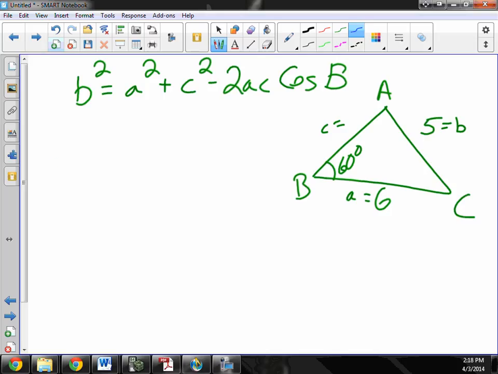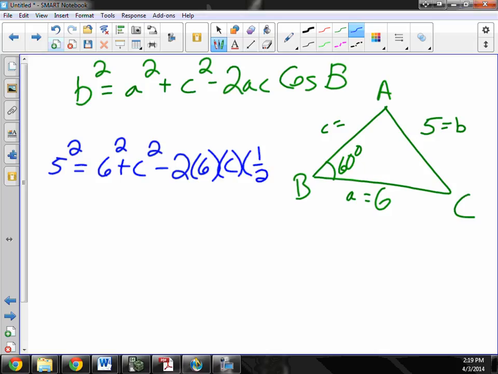So if I fill this in, 5 squared equals 6 squared plus c squared minus 2 times 6 times c times the cosine of 60. Does anybody know what the cosine of 60 is? You don't remember from your unit circle days? 0.5. So times c times 1/2. Now, normally that number is going to be a little bit nasty, so whatever. I just made it nice. So I have 25 equals 36 plus c squared minus, those cancel, 6c. What do you notice?